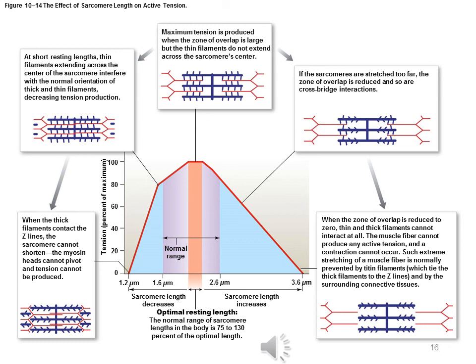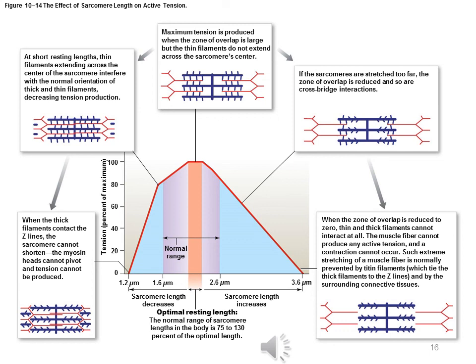Okay, we also can get maximum tension, and this is produced when the overlap is large, but the actin doesn't go over the sarcomere center. So that's when we would get maximum tension, and you can see that this is dependent on optimal resting length. So if you see here, that's really important. The normal range of the length is going to be the percent of that optimal length, enabling you to get to maximum tension. Now, on the right side we have the stretching too far, and it's not allowing us to grab and get that proper contraction.